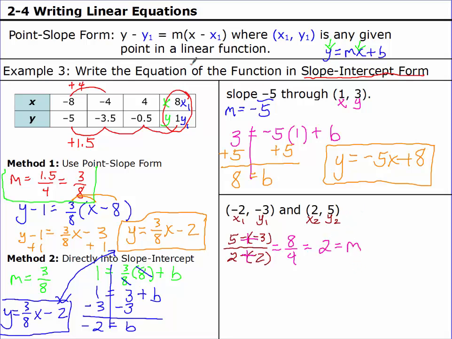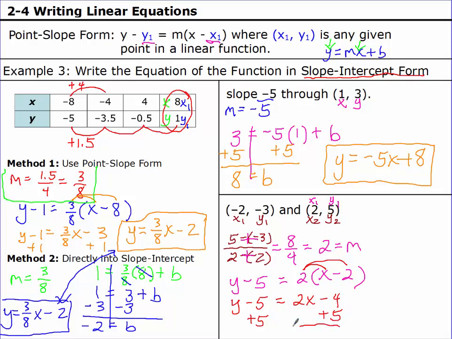Okay, I said I'd use point slope form. Now I labeled this x2, y2, but I'm going to use it now as my x1, y1 for this formula, for that and that. So y minus 5 equals 2 times x minus 2. Still need to get it in slope-intercept form, so we're going to distribute the 2. y minus 5 equals 2x minus 4. Add 5 to both sides, and that gives me y equals 2x plus 1.